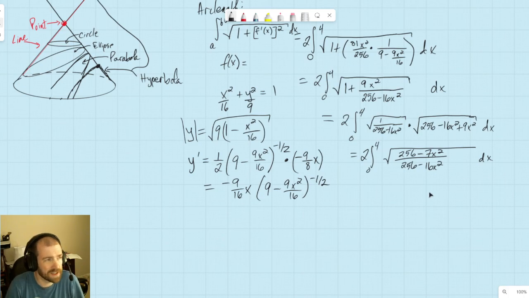Anyway, I think this is the nicest that I can make it, which is still unsolvable, but it's at least something that, you know, I could, in theory, work with.